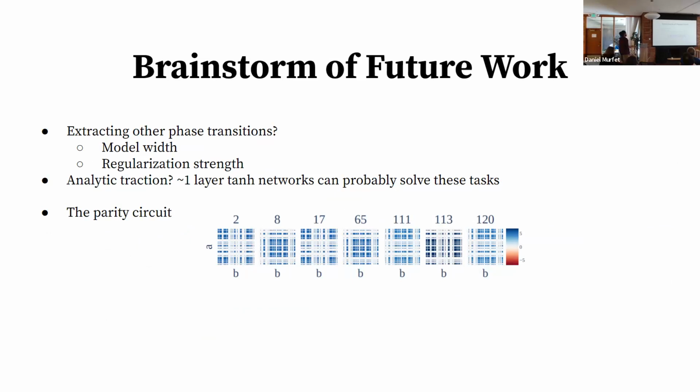Yeah, so this is one thing you can change. Regularization strength is another thing you can change. We know this affects the time at which networks grok. Maybe it affects other things internally.